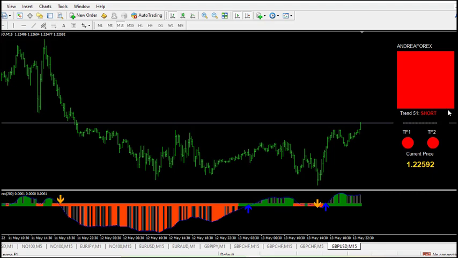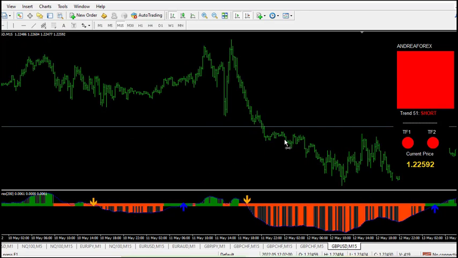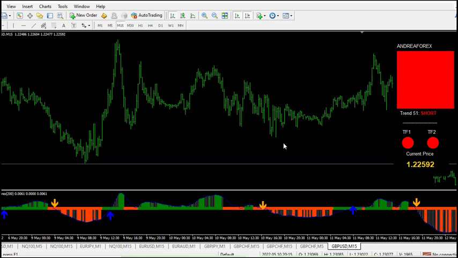We have short, and both time frames are red. All right, let me add the other indicator to it. So this is how this one works. You only look to take the signal, to take trade in the direction of this particular indicator.